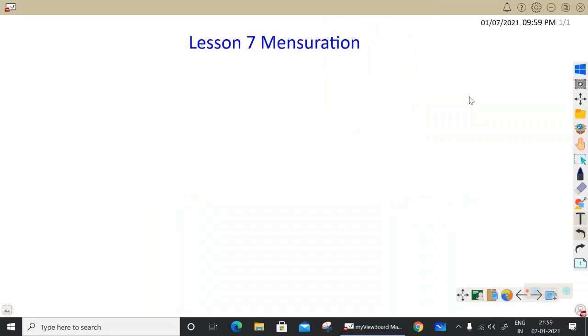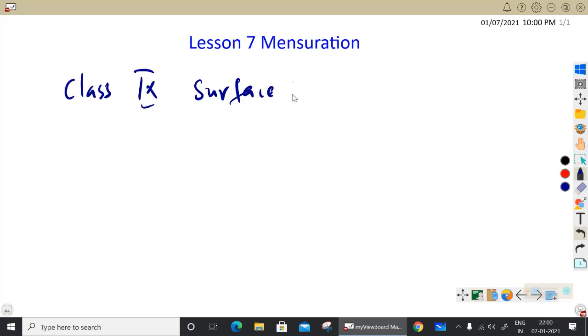Dear students, a new chapter is mensuration, which you have studied in the name of surface area and volume in the previous class. A part of it is the same, and that is 9th standard. That means you will be recollecting whatever you have learned in the class 9 textbook, surface area and volume. Then you will proceed with a new concept in this chapter.